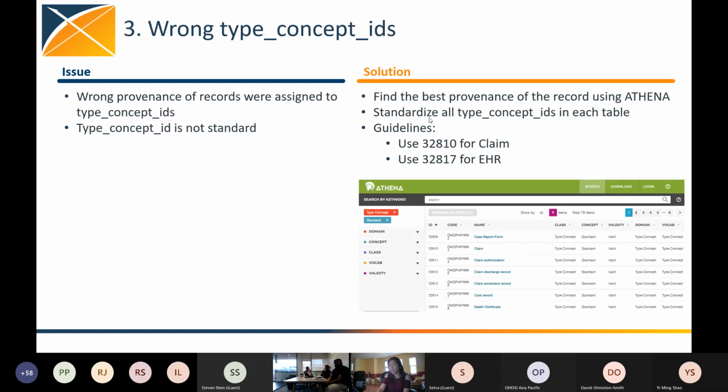Okay. We talked about this already, the wrong concept type. I really suggest that you go to Athena, find the right concept types, as well as look at the wiki site, because the wiki site will give you a list of the correct concept types for every single one of the tables.